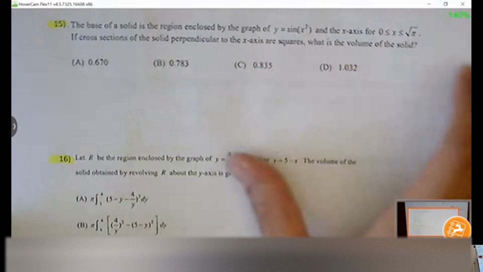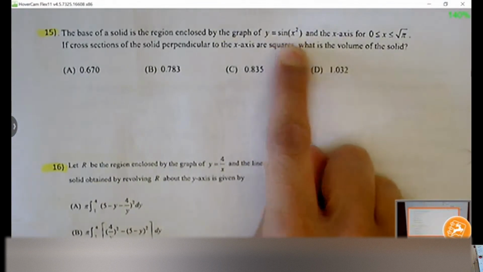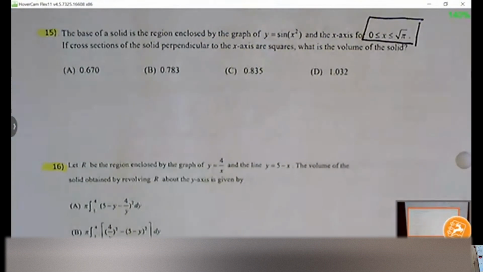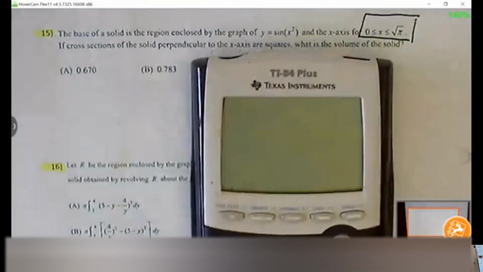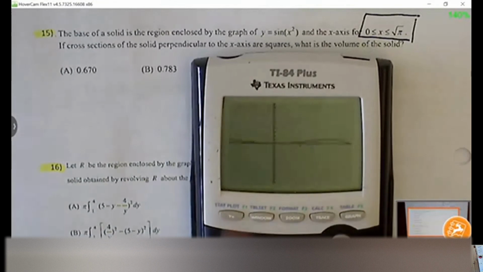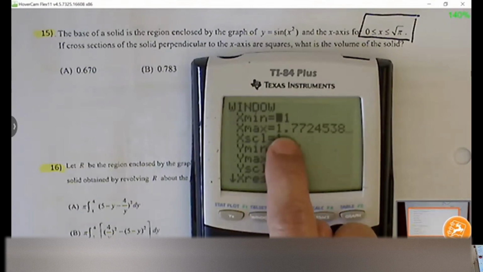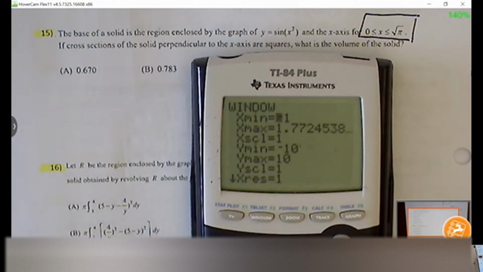So I'm going to go to my calculator and graph this, y equals sine of x squared. I know my bounds, so that's good. That can help us adjust our window. So go to y equals sine of x squared. Make sure you're in radian mode. I'm just going to go from negative 1 to root pi. I typed in root pi and it came out to be 1.77, which just converted that to a decimal for me.